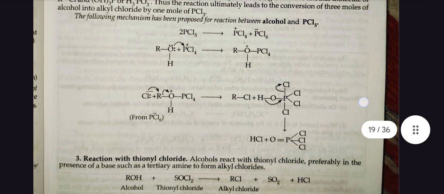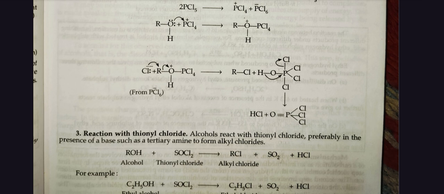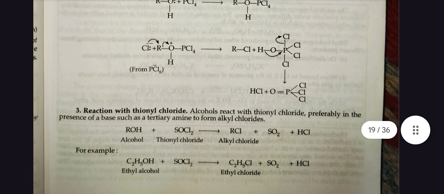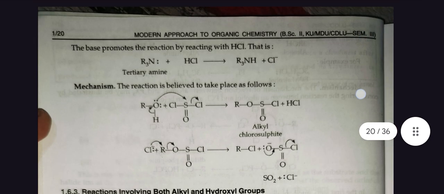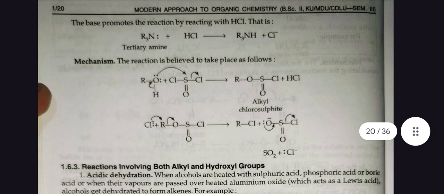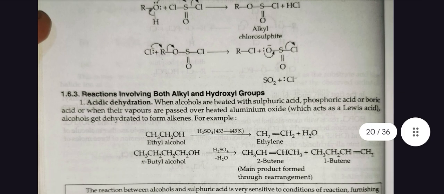Reaction with thionyl chloride. Alcohol reacts with thionyl chloride, preferably in the presence of a base such as tertiary amine, to form alkyl chloride. The base promotes the reaction by reacting with HCl. This is tertiary amine plus HCl gives R3NH+ plus Cl-. Mechanism. This is believed to take place as follows. Reactions involving both alkyl and hydroxyl group.